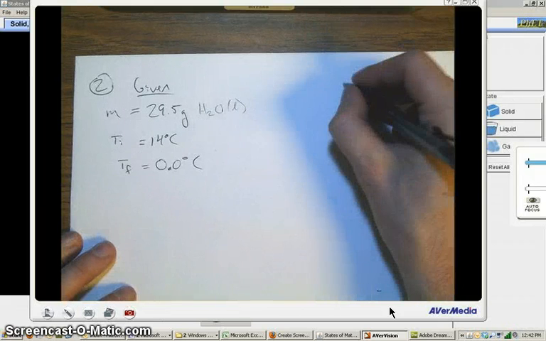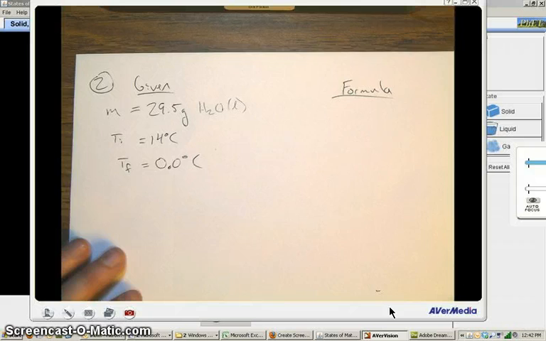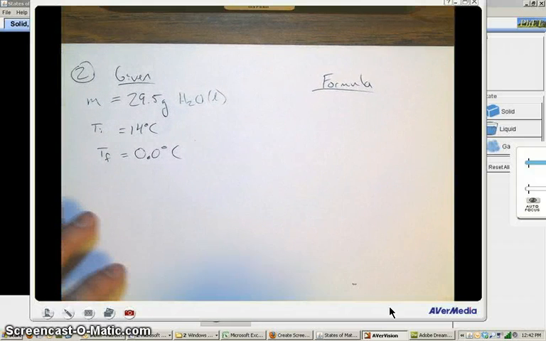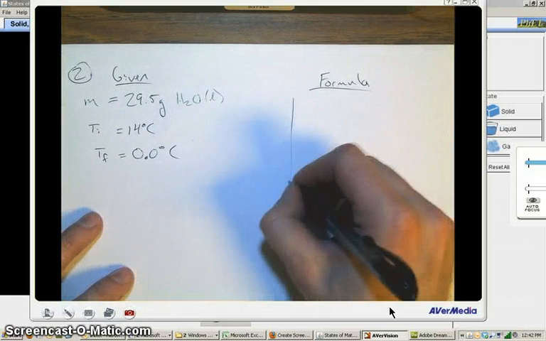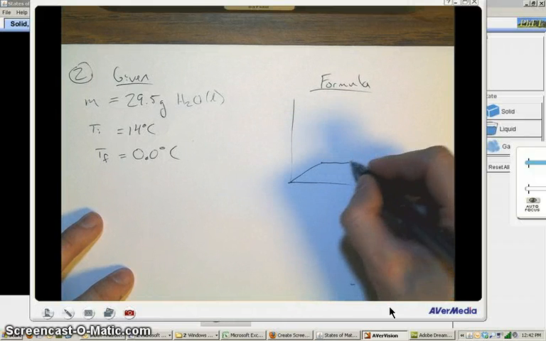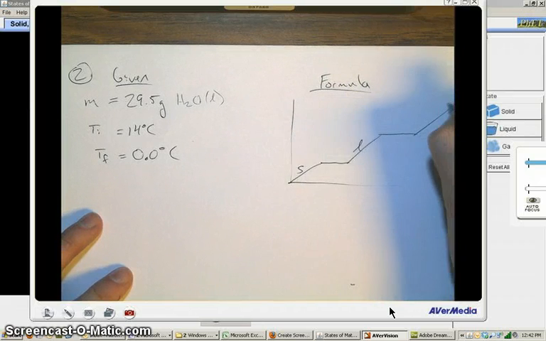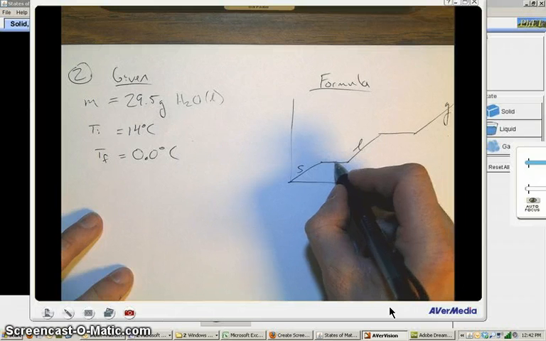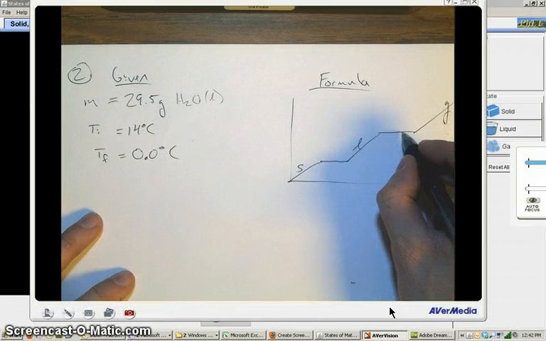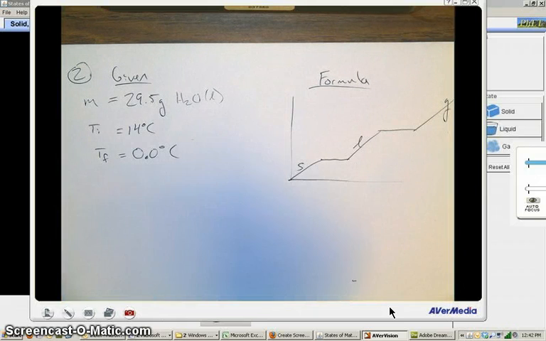Now on the formula for this problem, we're going to get in the practice of literally drawing out the water heating curve. So go ahead and draw out the water heating curve really quickly. And remember, goes up, goes flat, goes up, goes flat, goes up again. Solid, liquid, gas. This is our melting and our freezing. This is our boiling and our condensing. So in this question, let's draw out what's happened.